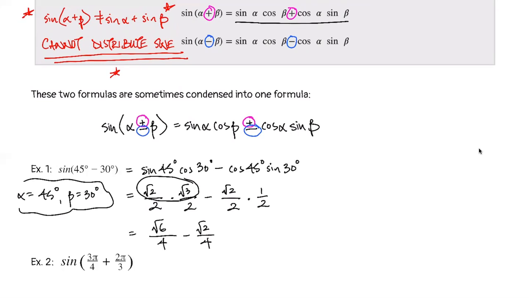We talked about this earlier: when we have two fractions and we want to combine them with a subtraction or addition, we have to have the same denominator. So this is pretty nice because it gives us the same denominator. And so then what we can write is root 6 minus root 2 over 4.